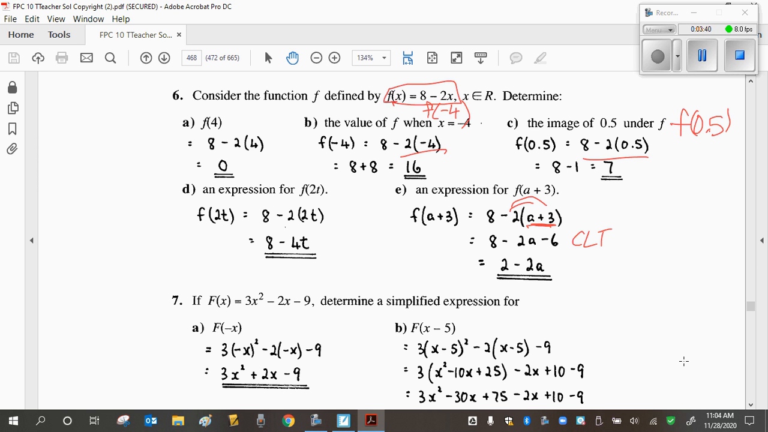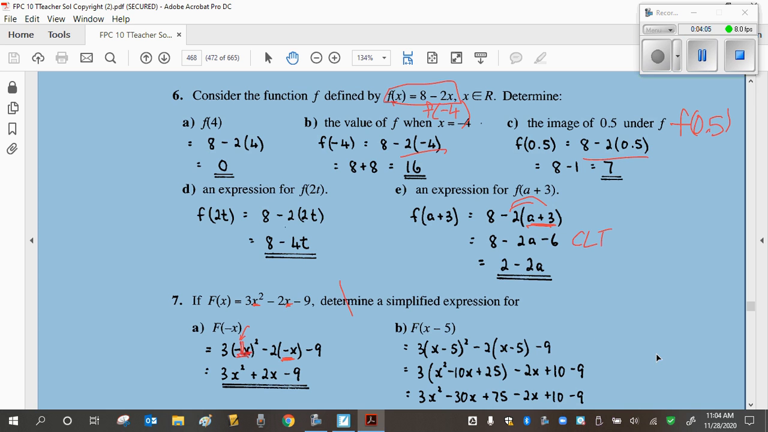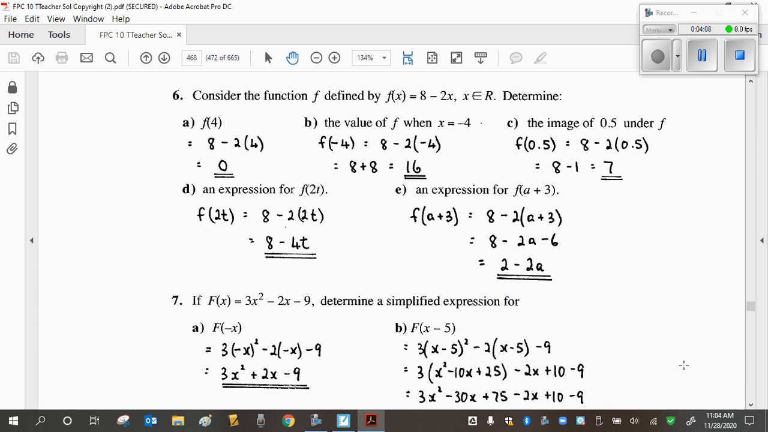Number 7, you can see A. Let's do A, and then I'll scroll up to see. Every time you see an x, you put -x. So if you put in brackets, it doesn't matter because you're not going to put it in calculator. Put in brackets, you know that this negative is -1. And -1 times -1 when you square it is 1.